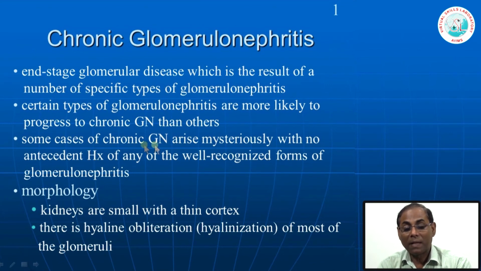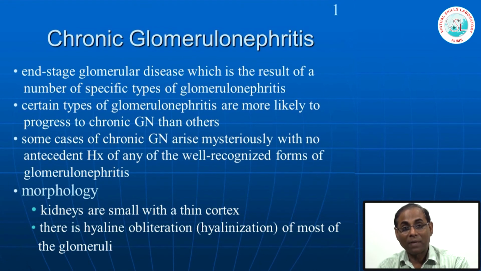In some cases chronic glomerulonephritis arises mysteriously without any antecedent history. The patient may be subclinical, so did not come to the hospital, and came when most of the glomeruli are sclerosed. So, morphologically the kidneys are small with a thin cortex, the chronic contracted kidney, which on ultrasound is also an indication that the person is suffering from chronic kidney disease.